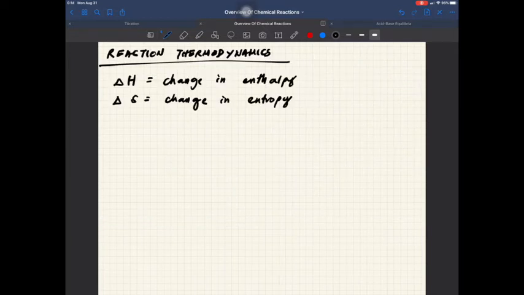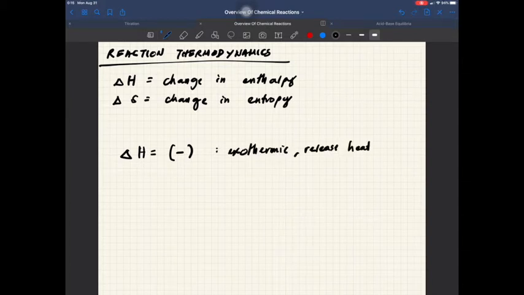When we talk about reaction thermodynamics, two terms that significantly affect the spontaneity of your reaction, or your delta G, are delta H and delta S. Delta H means change in enthalpy and delta S means change in entropy. What does a negative change in enthalpy mean? A negative delta H means that the reaction is exothermic. When we say exothermic, it releases heat. Apart from being an exothermic reaction, it also means that your products have more stable bonds.